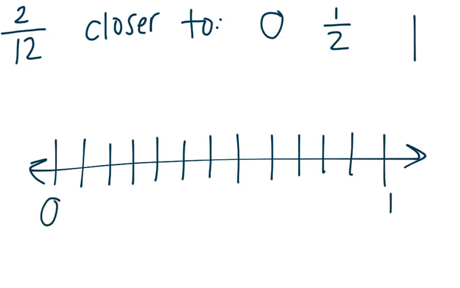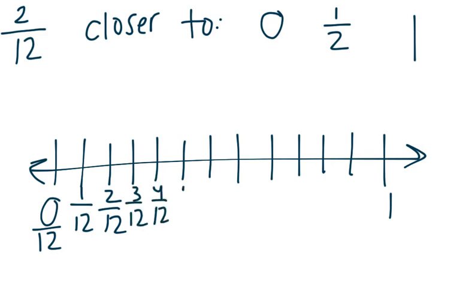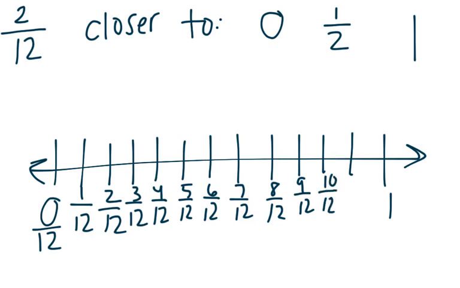Okay, we label our 0 and our 1, and let's not forget it's time to label. 1/12, 2/12, 3/12, 4/12, 5/12, 6/12, 7/12, 8/12, 9/12, 10/12, 11/12, and 12/12.